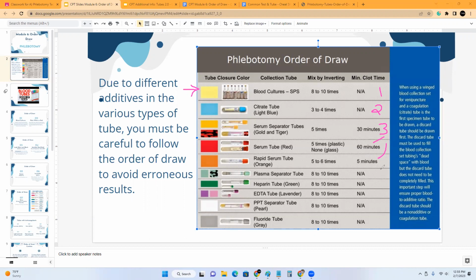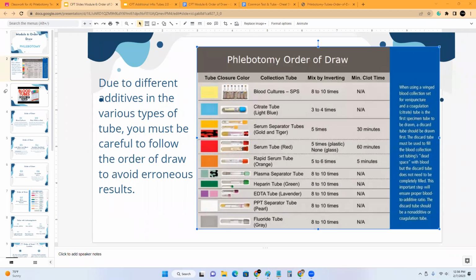Next, we're going to do our heparin tubes, which are the green ones. Then lavender or EDTA tubes. If you have a pearl PPT separator, that one comes next. And then our gray fluoride tubes. So that's your order. Most order of draw lists or sheets you find, like Quest and LabCorp, all have their own too. It's going to start at the top with the first one you draw and then go down the list. Okay, that's how you read it.